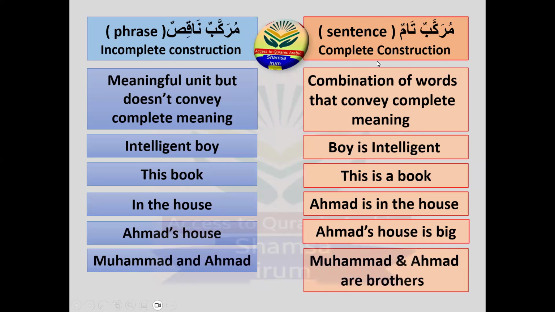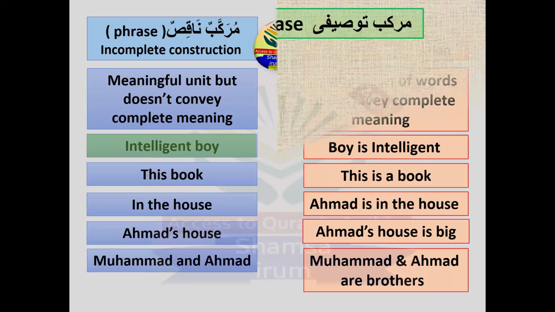So if you see these five examples, I chose one example from each of these Murakab Naqis. The first one is, which we will cover today, inshallah ta'ala, like intelligent boy. So this is just one of the examples of the Murakab Tauseefi. So inshallah we will start now. Okay.